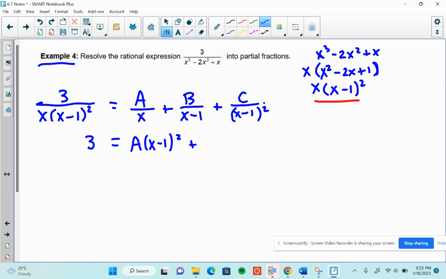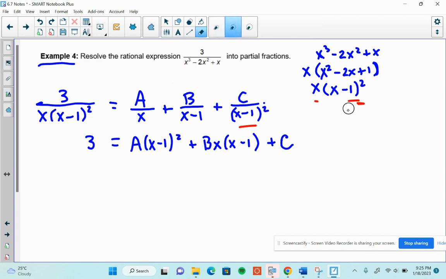When I multiply that second fraction by this piece that's underlined in red, the x is still there, but only one of the x minus 1s. And then when we multiply the last fraction by this, what do we have? We have the x staying, and the x minus 1 squared is gone. Okay, we've got a couple nice values of x that we can work with.